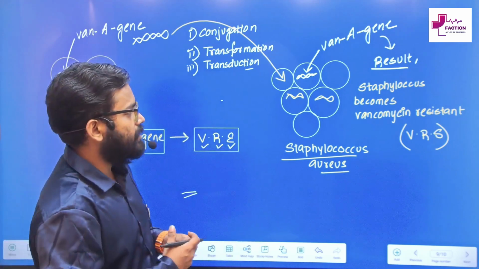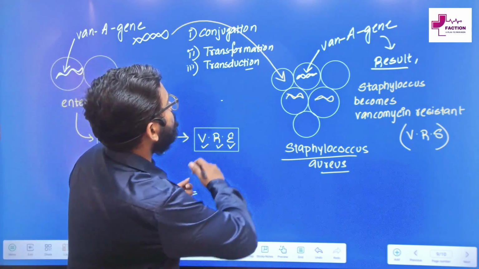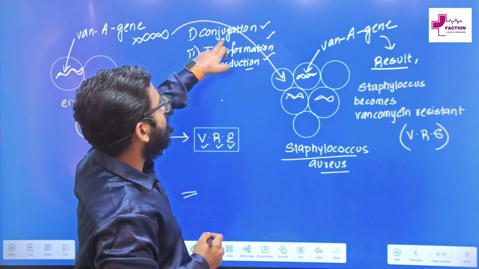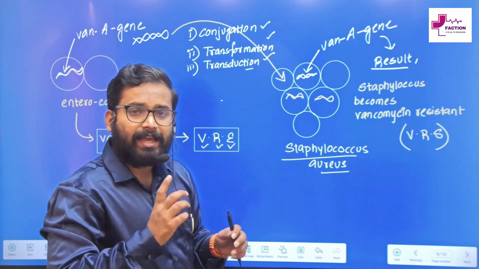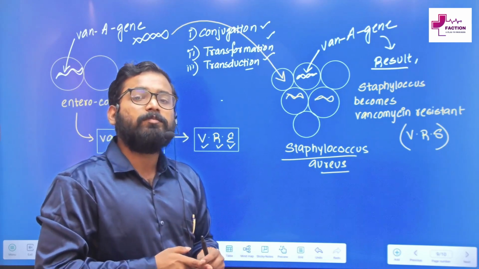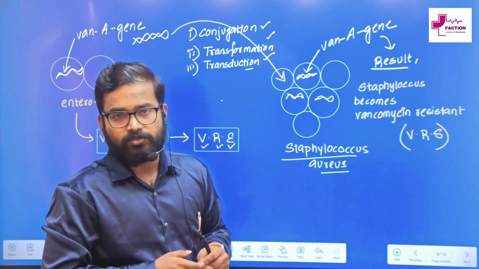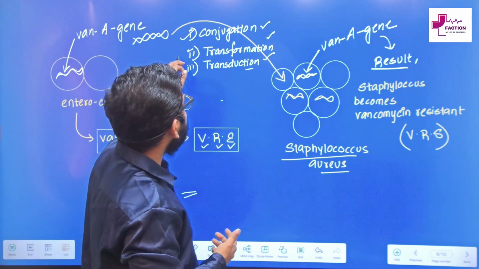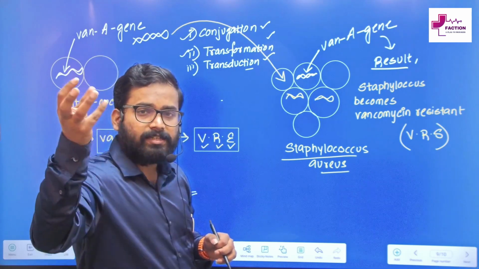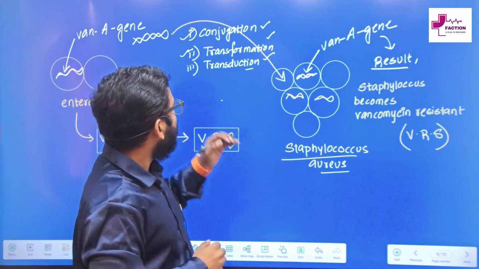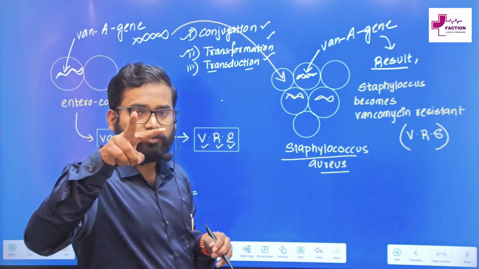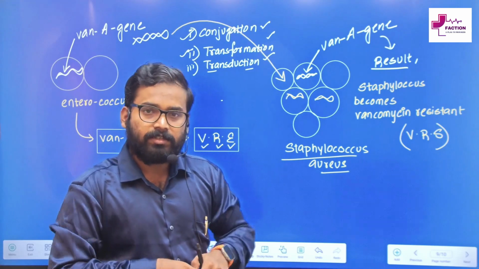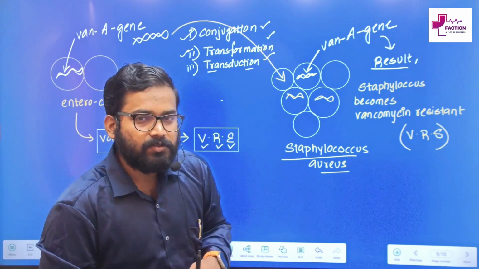In the next lecture I will try to elaborate these topics a bit: conjugation, transformation, transduction. In conjugation we will see F plus, F minus, as well as high frequency of recombination, Hfr positive and recombination negative parts. Second, in transformation we will see how a bacterium takes up DNA from the extracellular matrix. Third, we will see transduction, which is of two types: general transduction and specialized transduction, both of which we will look at. Clear? So let's conclude it here.